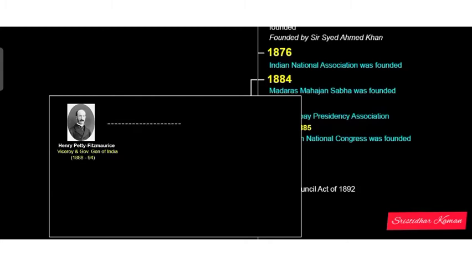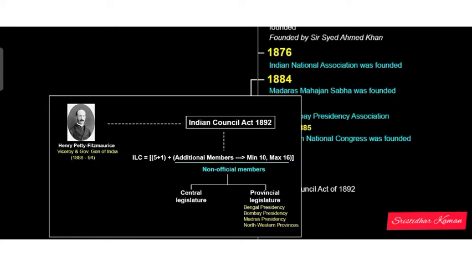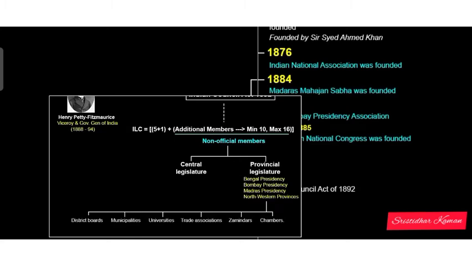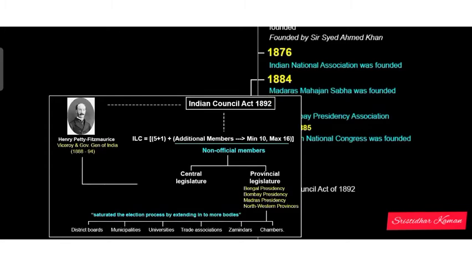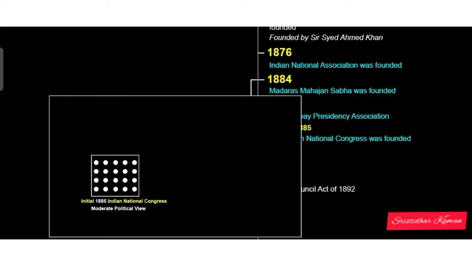So what the British did was, through the Indian Council Act of 1892, they gave limited provision in filling up some of the non-official seats in the central and provincial legislative councils on the recommendation of certain bodies. In other words, the British saturated the election process and extended it to more bodies in an attempt to hide their direct influence. So the initial members of the Indian National Congress with moderate political views were not able to achieve notable goals other than the expansion of the Legislative Council through the Indian Council Act of 1892.